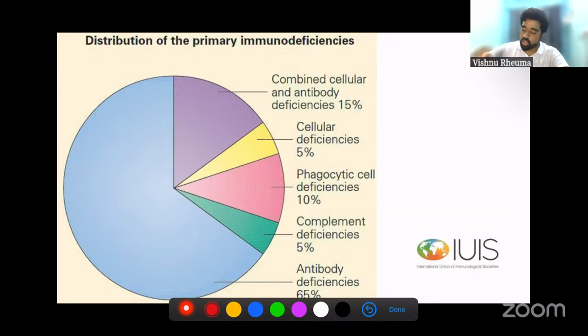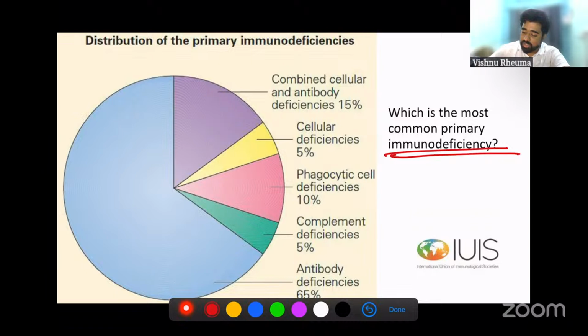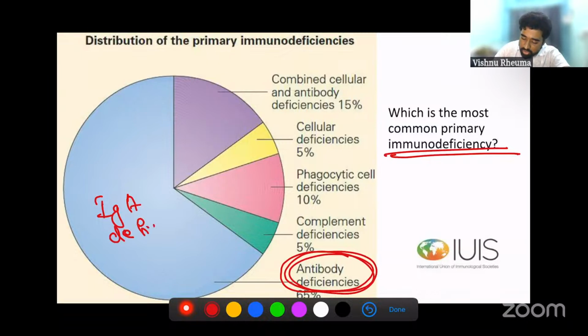So what is the most common primary immunodeficiency? As you see here, the major chunk is antibody deficiencies, and out of that, it is IgA deficiency which is the most common primary immunodeficiency that is there.